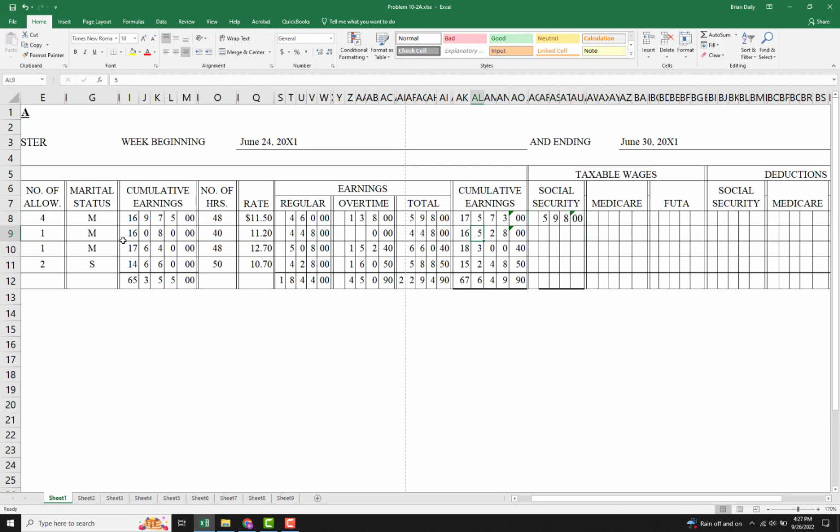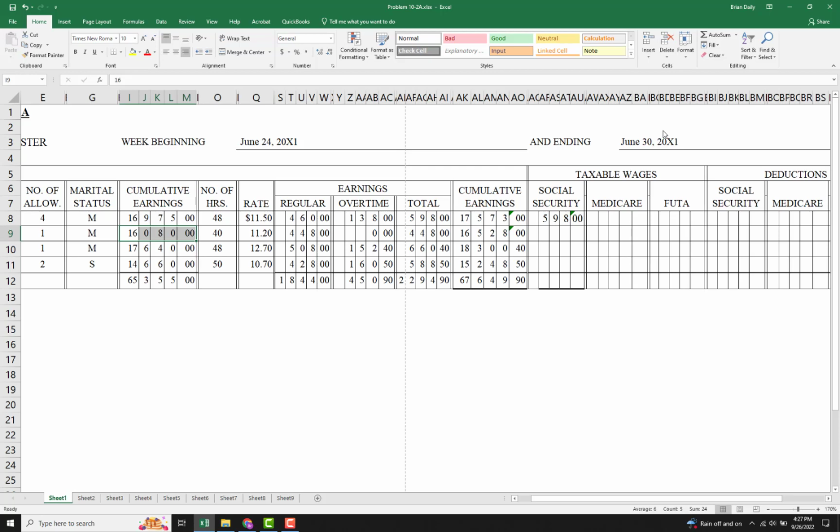If the cumulative earnings prior to the current week were below the limit, but this week's paycheck put the cumulative earnings above that limit, then some of the gross pay from this week would be taxable for Social Security. And what we'd have to do there is compare the limit against the cumulative earnings prior to the current pay, and take the difference to figure out how much would be taxable. That gets a little complicated. I suggest taking a look at an example where the limits actually apply.